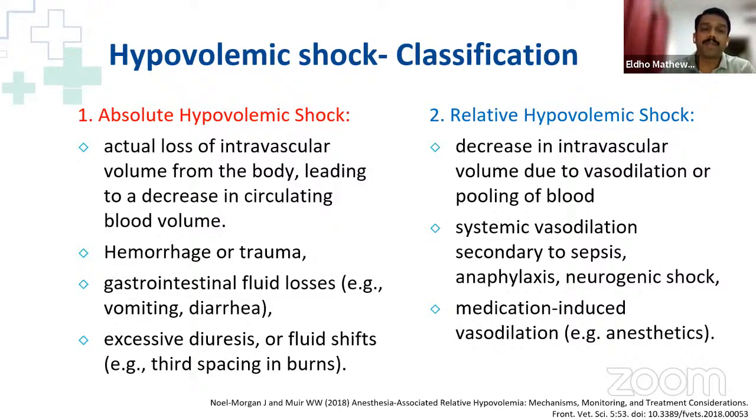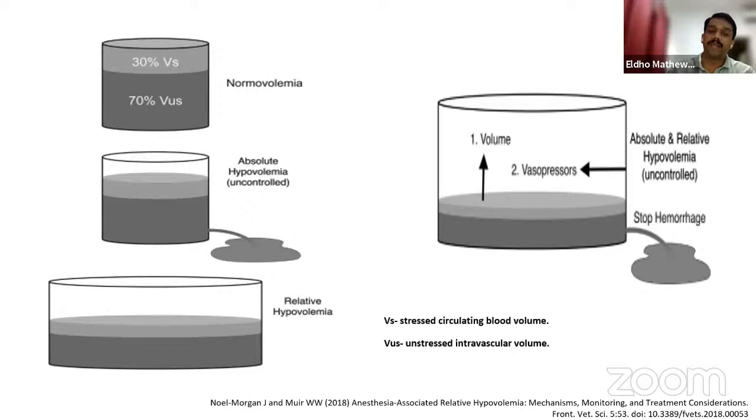Absolute hypovolemic shock is found in hemorrhage or trauma, vomiting, diarrhea, excessive diuresis, or fluid shift. Relative hypovolemic shock is found in sepsis, anaphylactic shock, neurogenic shock, and medication-induced vasodilation. In this figure, we can understand absolute and relative hypovolemic shock in detail.